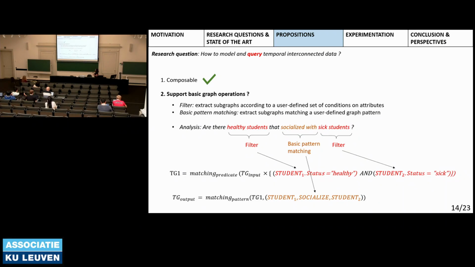If we take the same analysis as before, are there healthy students that socialize with sick students? We can see there that our operator already includes the filter and the basic pattern matching operations.